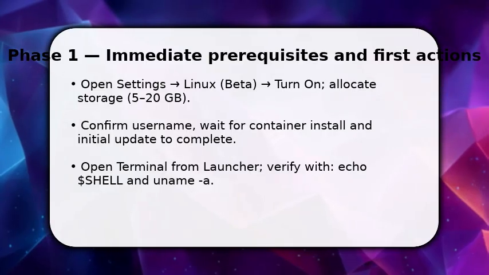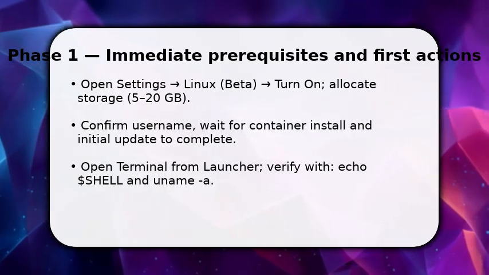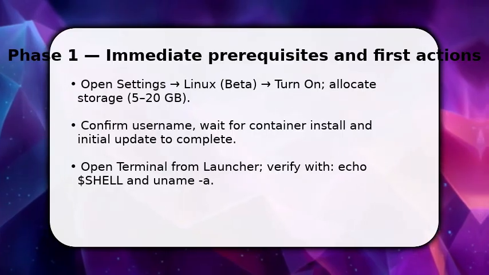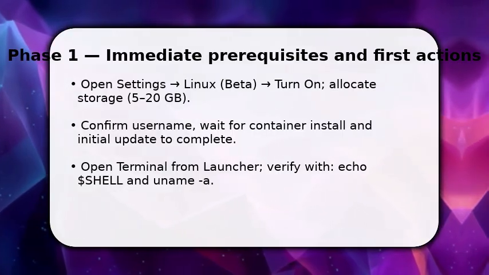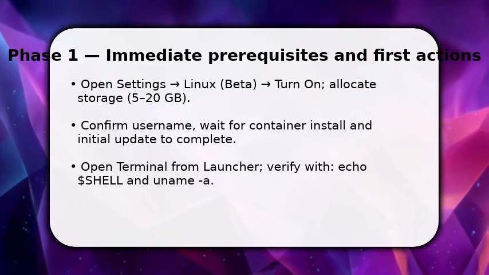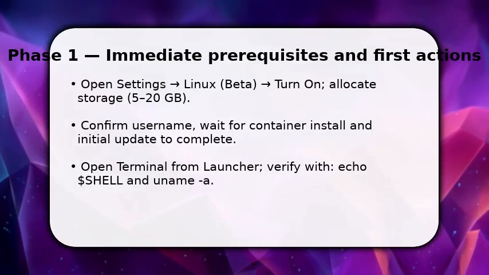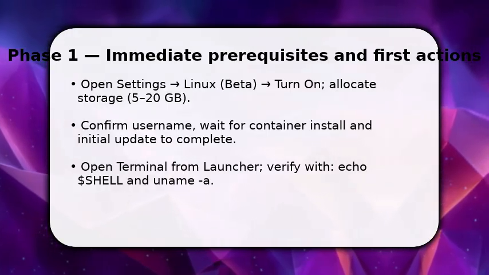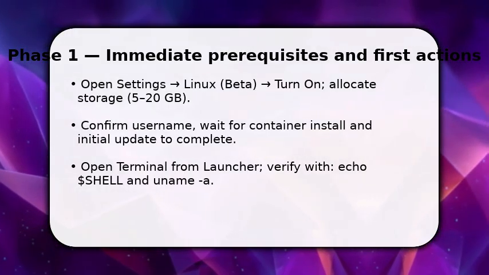You need Linux Beta active so the Chromebook can run a full command shell. This gives you apt and common tools. Start in Settings and enable Linux Beta, choose a sensible disk size like 10 GB, and accept the default username. Once the container installs, open the terminal app from the launcher and run echo $SHELL to confirm bash or dash.